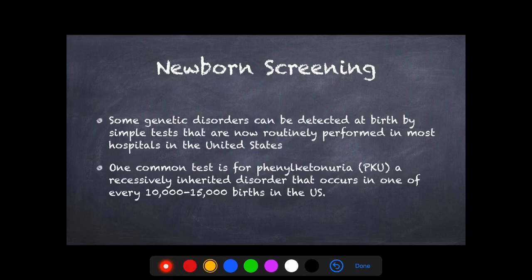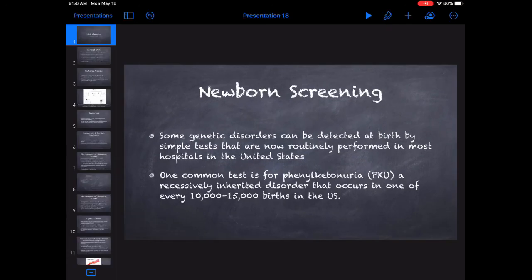There are some genetic disorders that can be tested as soon as the baby is birthed. That is just routine checks that a lot of hospitals do. And one of the most common is called PKU, which is basically a recessive disorder that occurs every 10,000 to 15,000 births in the U.S.